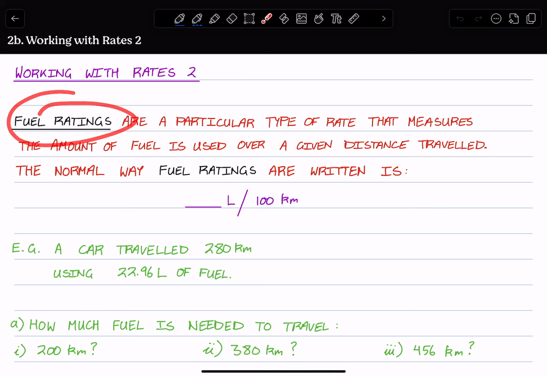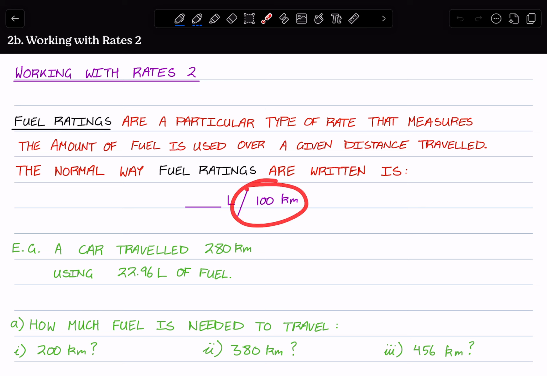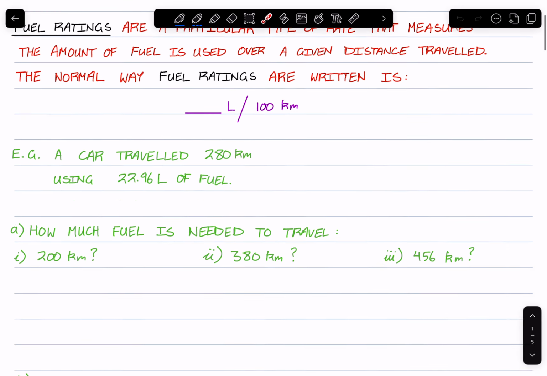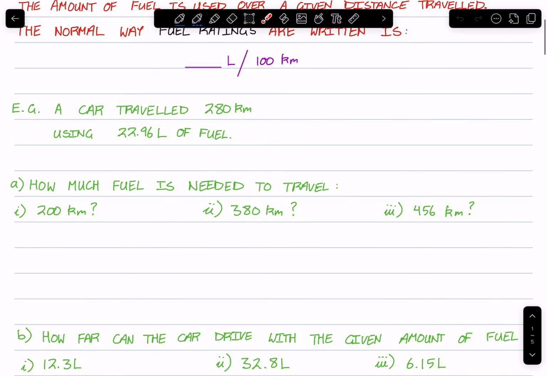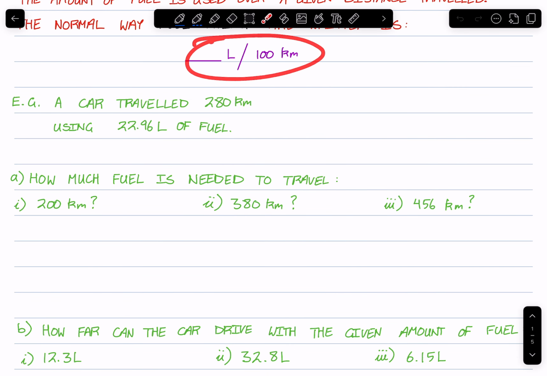So fuel ratings are a particular type of rate that measures the amount of fuel that is used over a given distance traveled. The normal way fuel ratings are written is always some number of liters per 100 kilometers. So let's go into an example demonstrating exactly this. Now remember, fuel ratings is almost always per 100 kilometers.